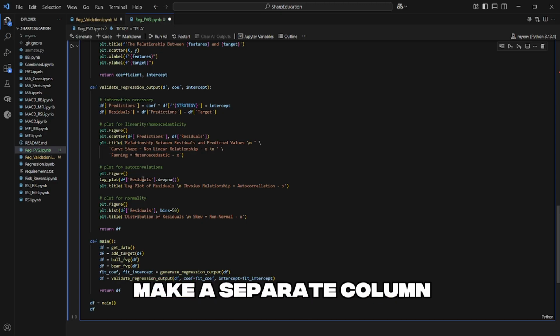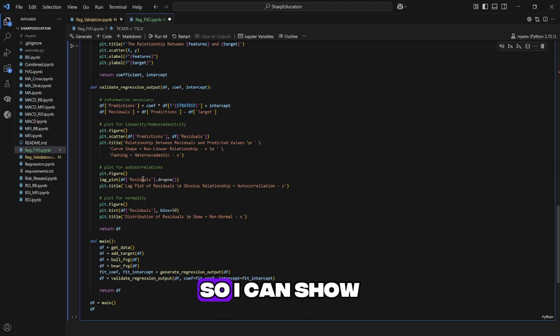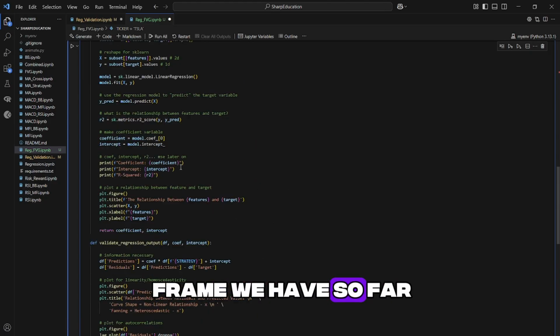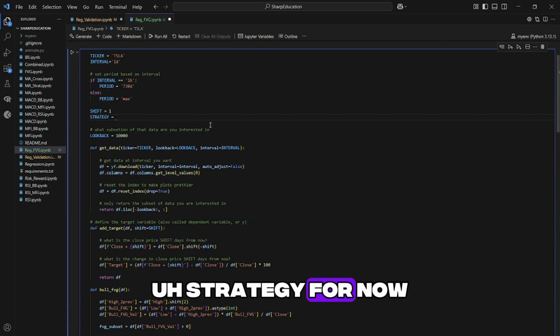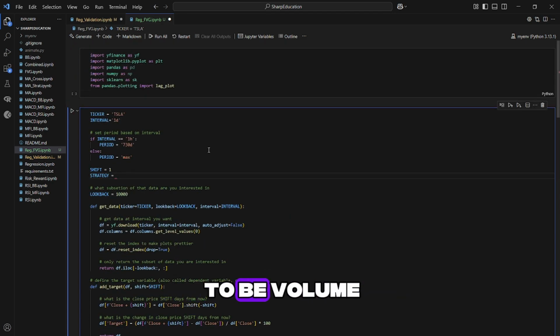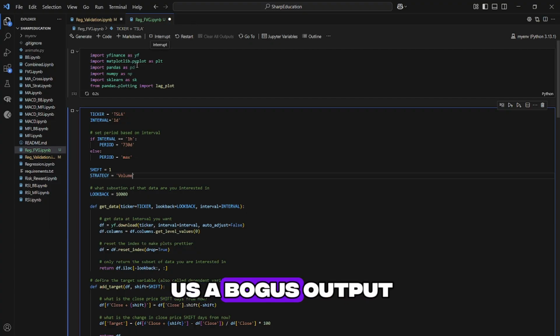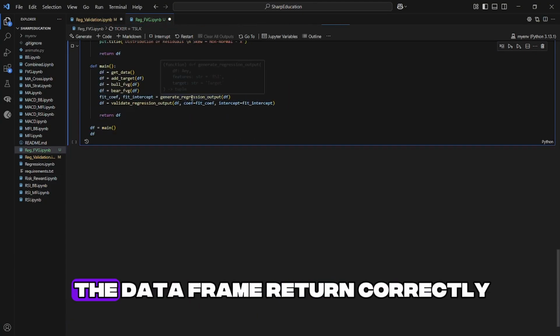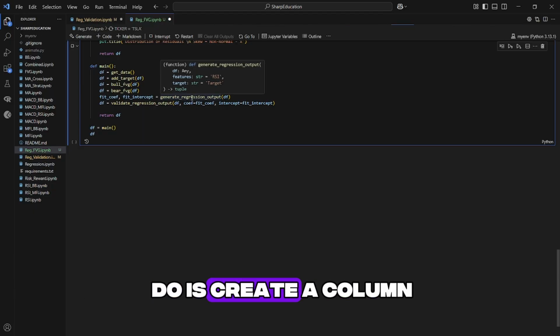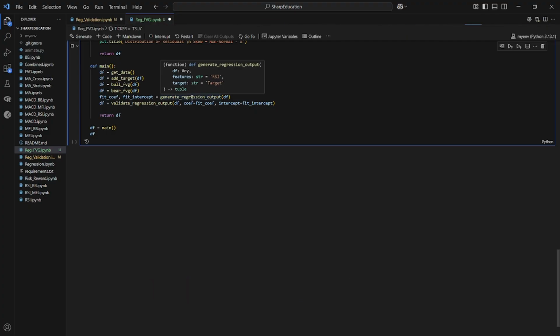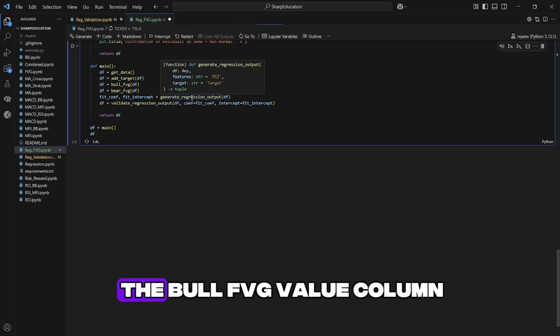We're going to need to make a separate column. Let me just run this so I can show you guys the data frame we have so far. Strategy for now, I'm just going to set to be volume, which is going to give us a bogus output, but it should make the data frame return correctly. What we need to do is create a column that shows the sum of values in the bare FVG value column and the bool FVG value column.